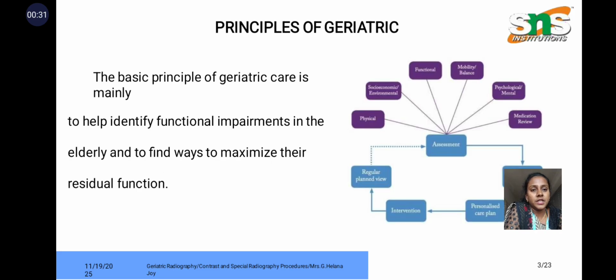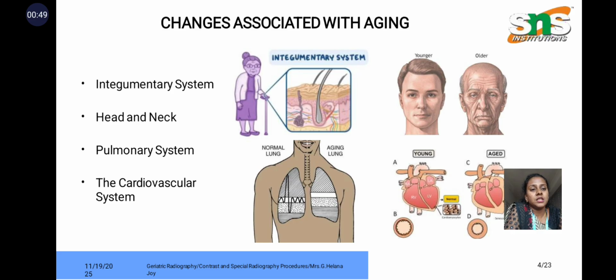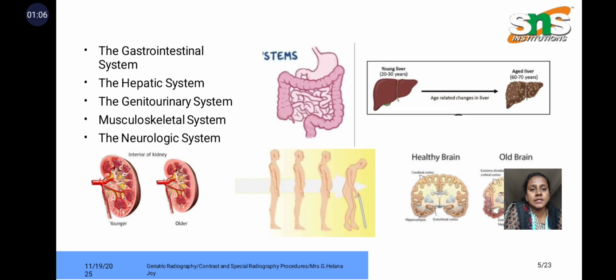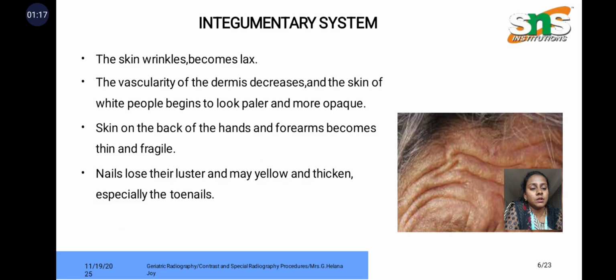The principle of geriatrics is that we have to give geriatric care, which is mainly important to identify functional impairments in elderly people, and we have to find ways to minimize their residual function loss. Some changes are associated with aging. The major ones are listed below: the integumentary system, the head and neck, pulmonary system, cardiovascular system, gastrointestinal system, hepatic system, genitourinary system, musculoskeletal system, and the neurological system also.